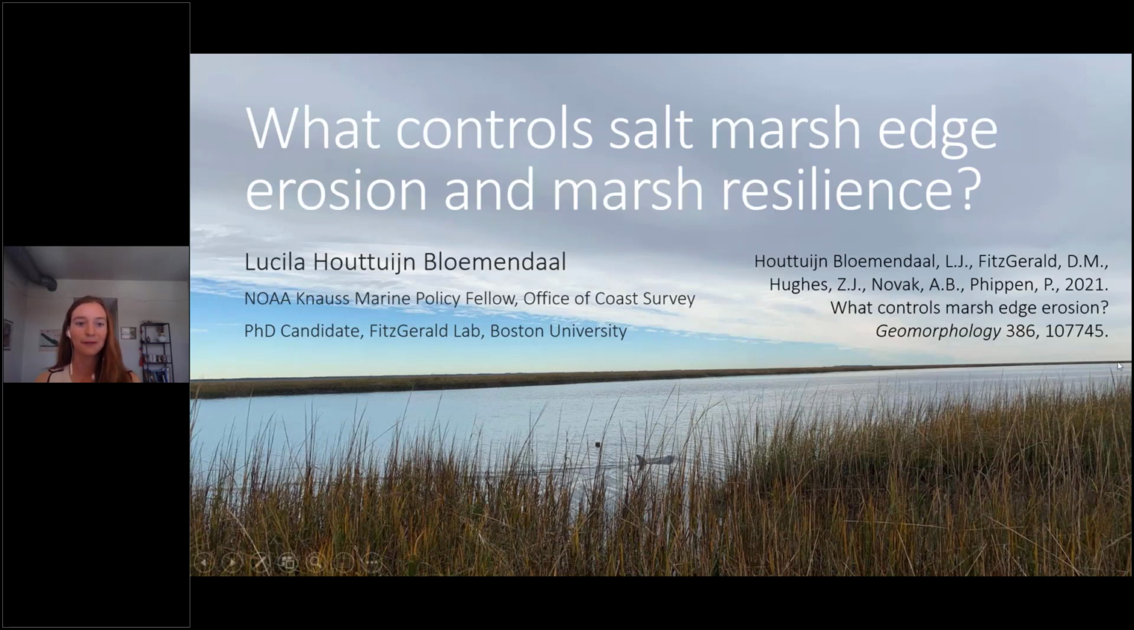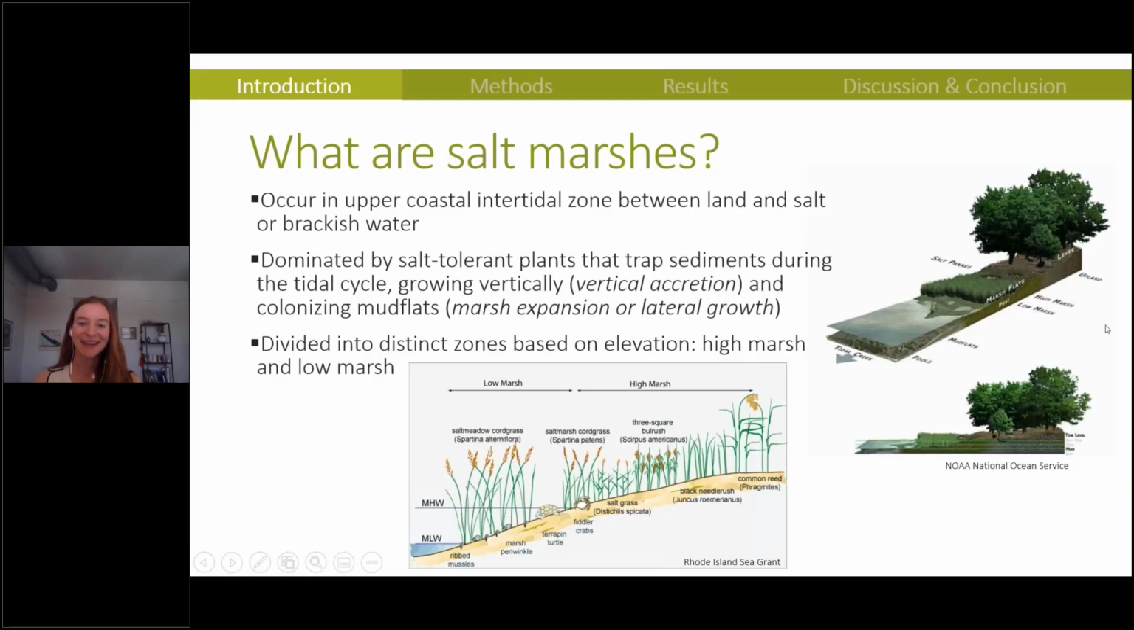So starting off, a little basic, what are salt marshes? They are systems that occur in the upper coastal intertidal zone between land and salt or brackish water. There's this neat animation from NOAA showing how as the tide rises, the salt marsh floods, and as the tide goes down, it drains. Because of this very dynamic system, the salt marshes are dominated by salt-tolerant plants. As the tide comes in and brings sediment in, the plants trap these sediments and use them to grow vertically in a process called vertical accretion.